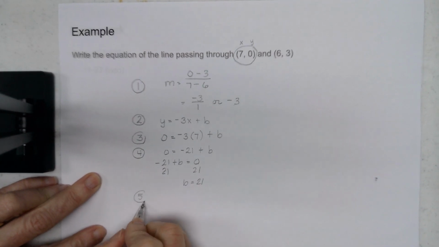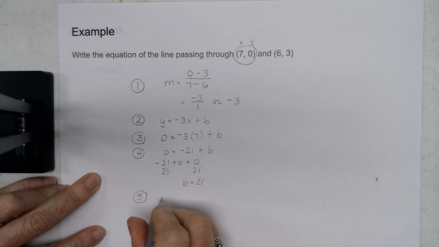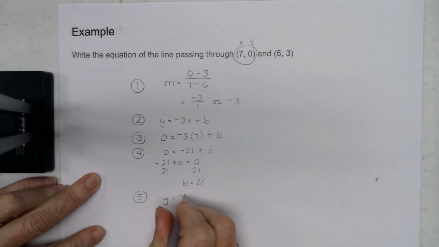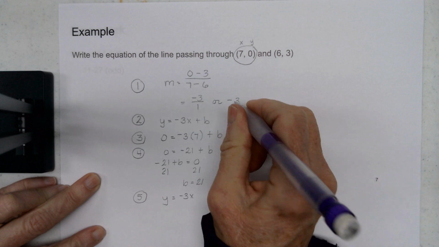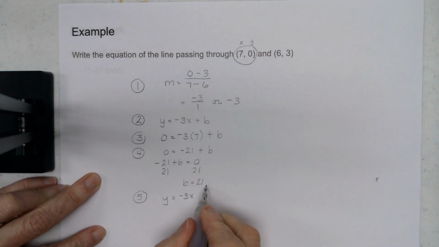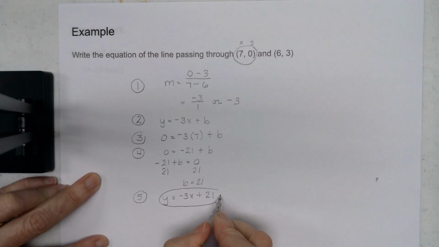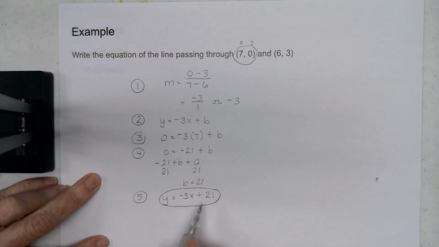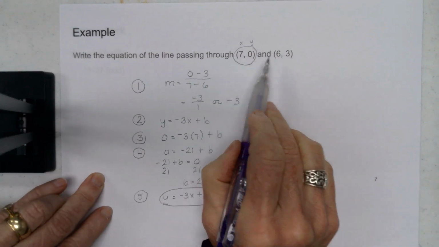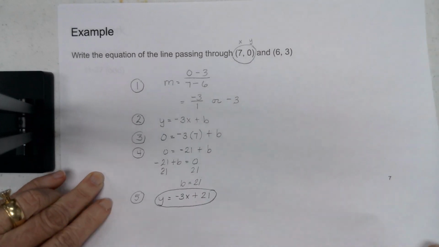My last step is putting my slope into the y = mx + b form. So there's my negative 3 that I got from up there, and here's my b. So that equation right there will graph the line that goes through (7, 0) and (6, 3).